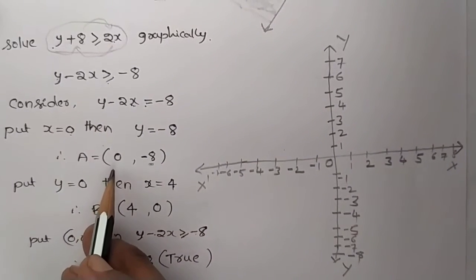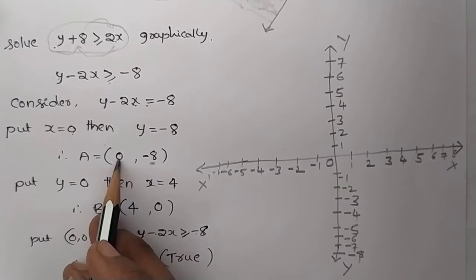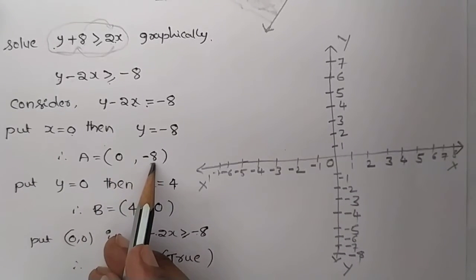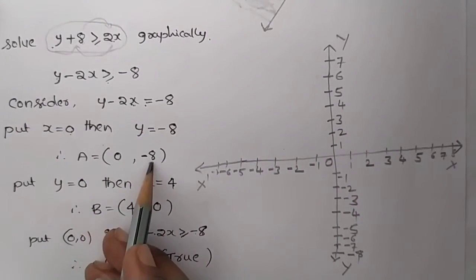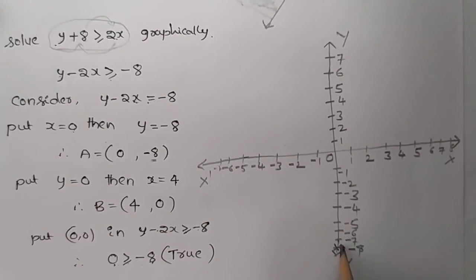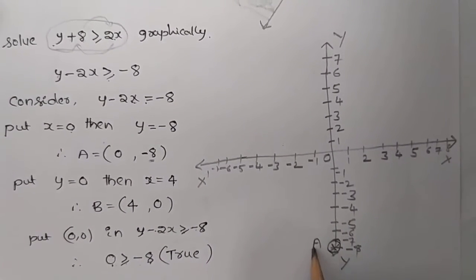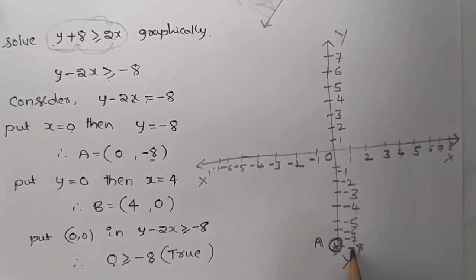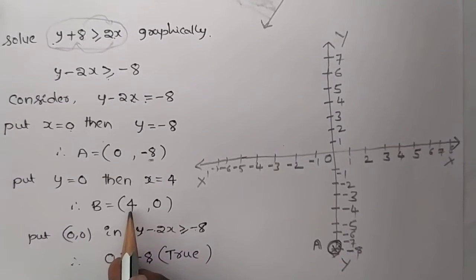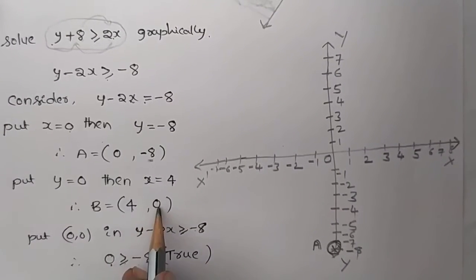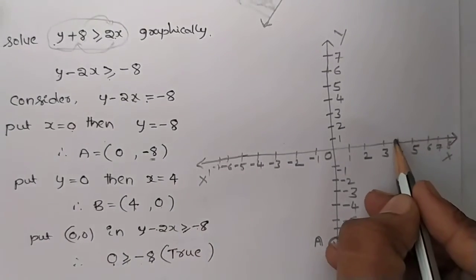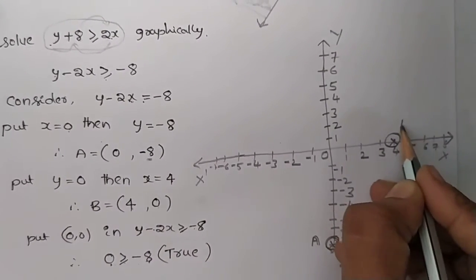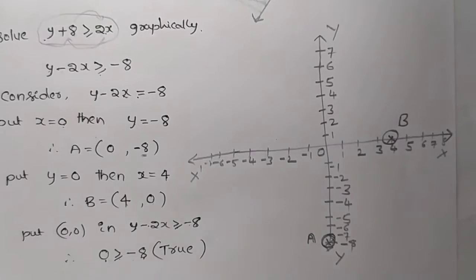Let us plot the point A on the graph: x is 0, y is minus 8. This will be the point A. The x value is 0, the y value is minus 8. Next, point B: x is 4, y is 0. It is the point B.